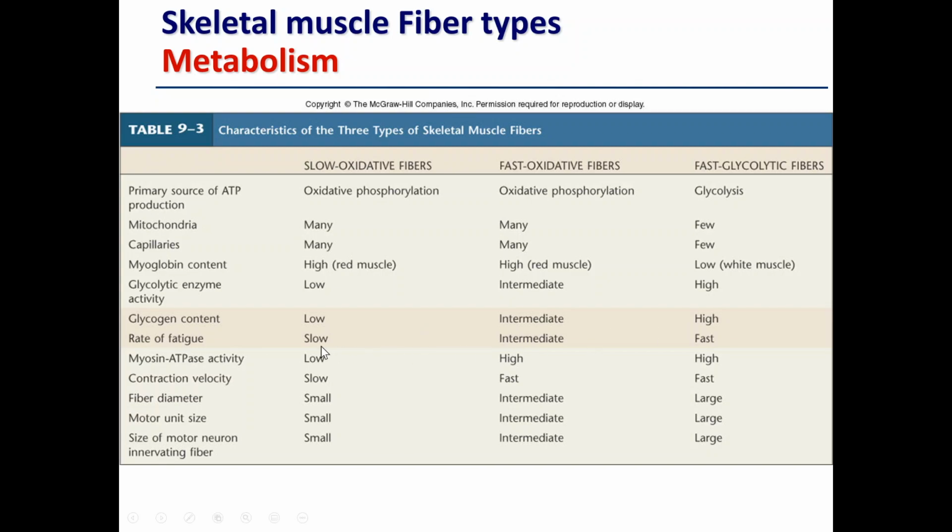The rate of fatigue is lower in slow type 1 fibers and higher in type 2 fibers, and we spoke about that in the previous video. The fiber diameter is much smaller in our type 1 fibers and greater in our glycolytic fibers, and that's true for the motor unit size and the size of the motor neuron innervating the fiber for both slow and fast glycolytic fibers.